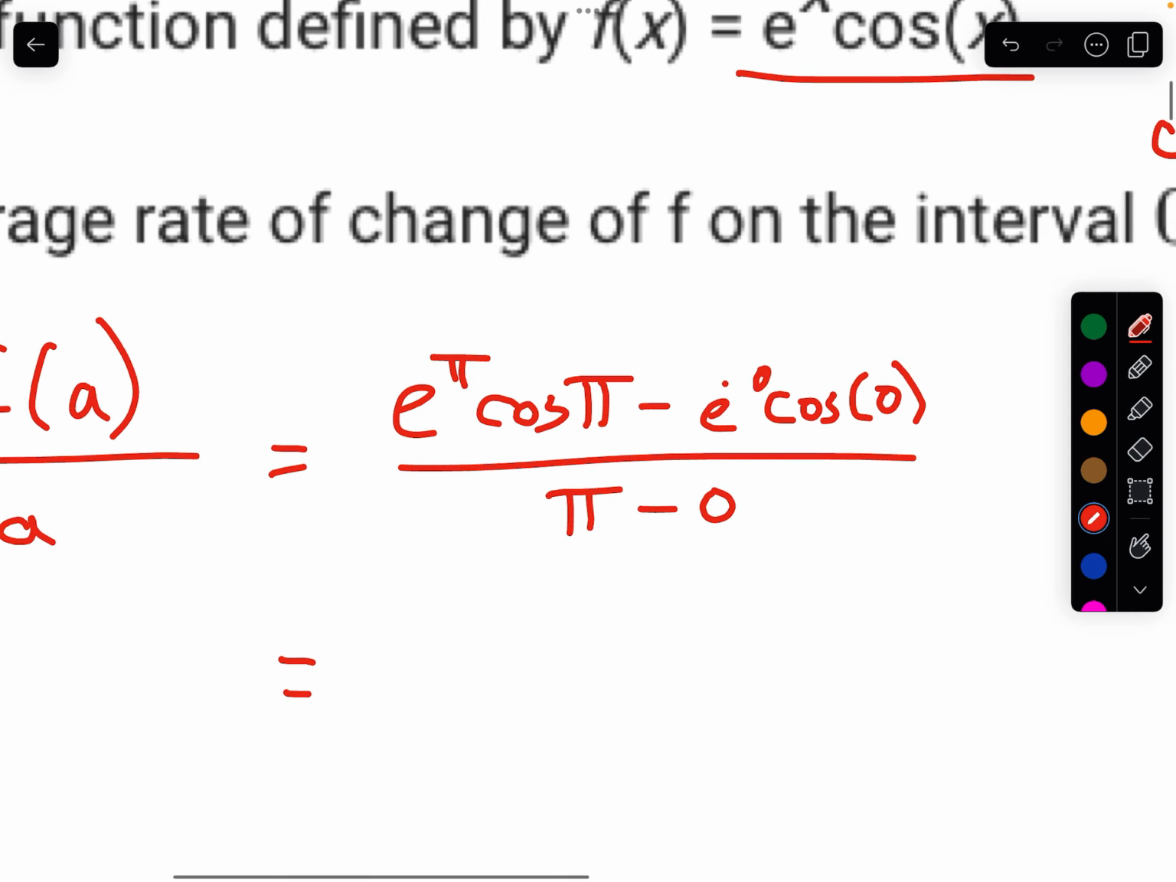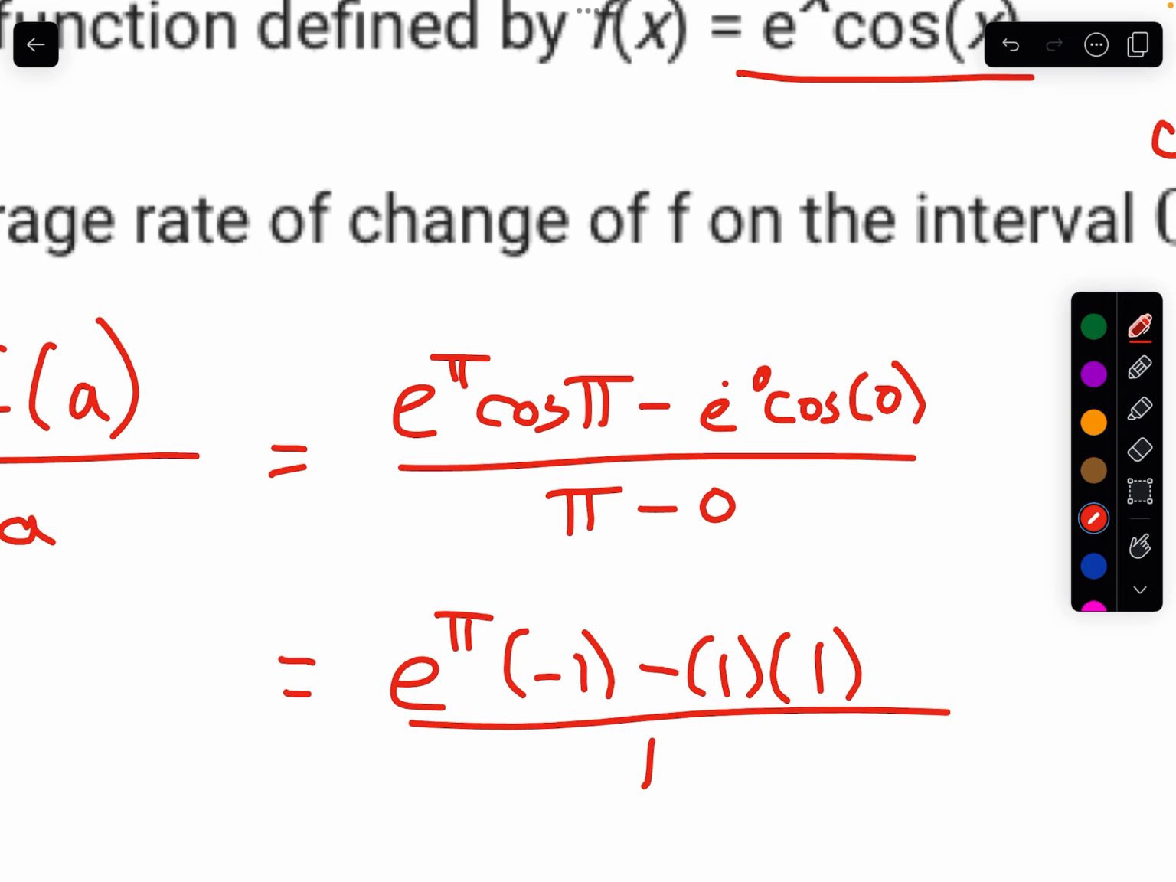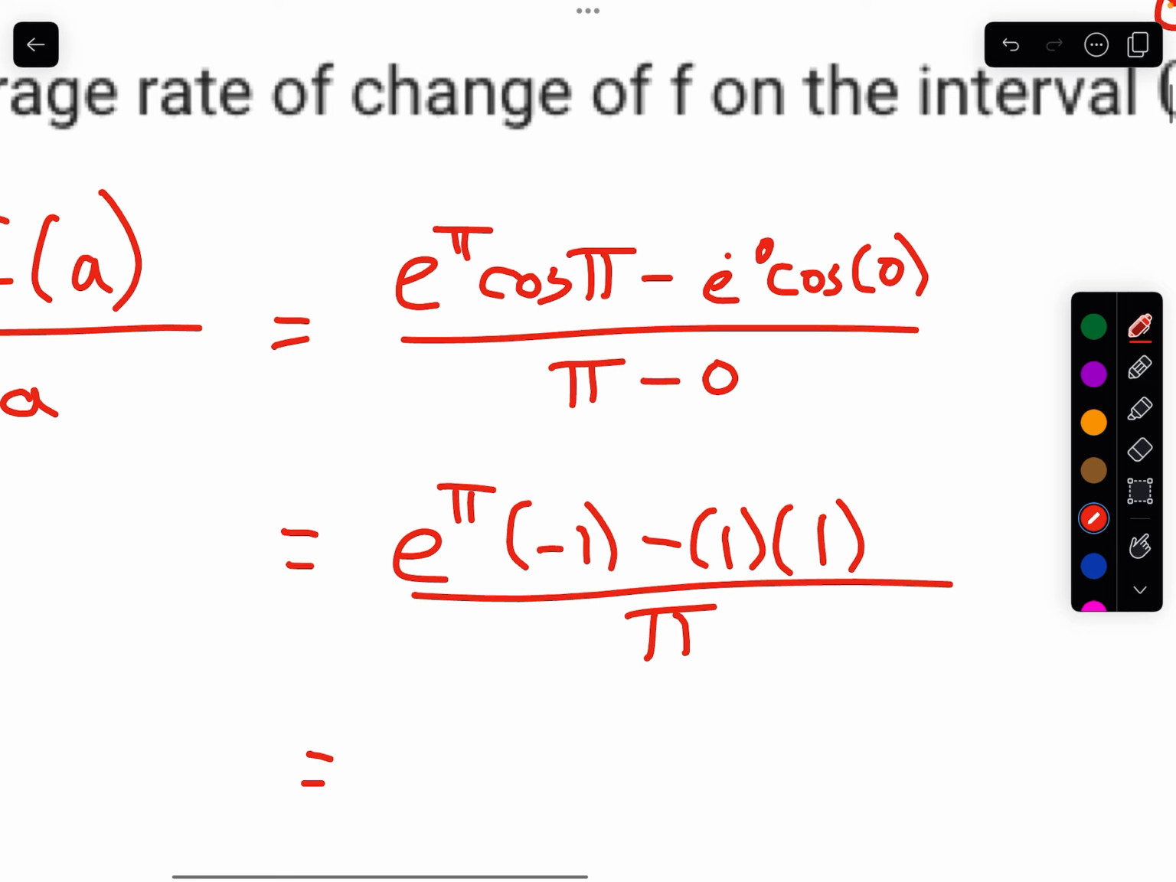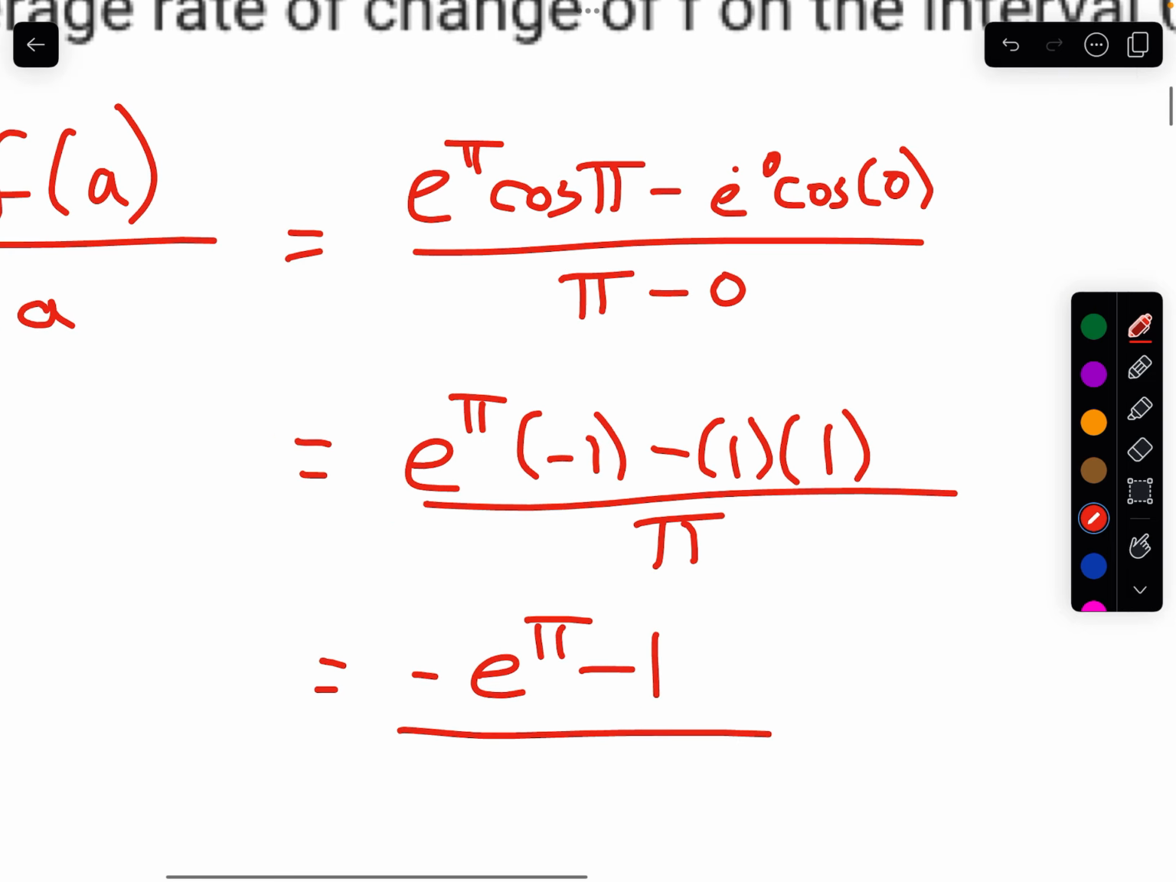A little bit of trig work here now. Cosine of pi is negative 1. E to the power of 0 would be 1. Cosine of 0 is also 1. All of this would be over pi then. We're looking at negative e to the power of pi minus 1 over pi for that average rate of change.